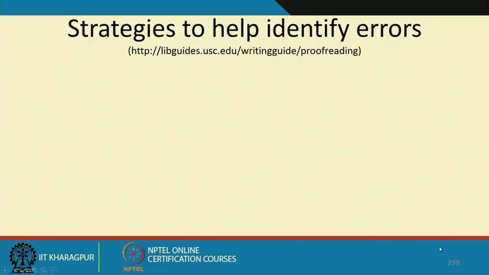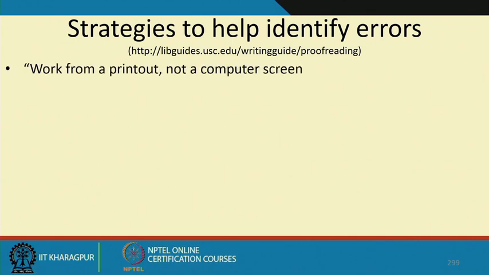Some strategies to help you identify your errors. Work from a printout, not from a computer screen. It is always easier on the eyes. You will say, okay, I do not want to waste paper. Do not waste it in the initial stages, but while proofreading, sit in a comfortable place, remove all distractions and maybe sit with a cup of coffee or tea. No alcoholic beverages, please, but something that relaxes you, maybe a glass of water or juice, something to rejuvenate you, and then read and be as relaxed as possible. Look at it with a critical eye and use a printout.